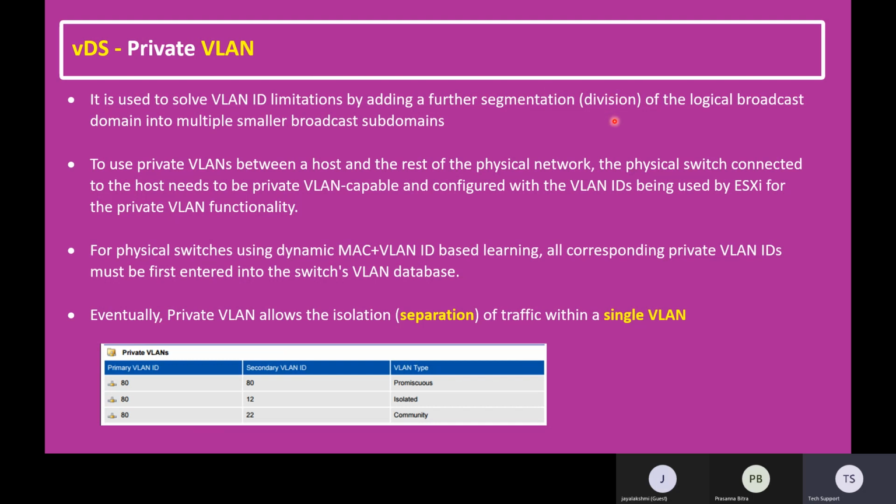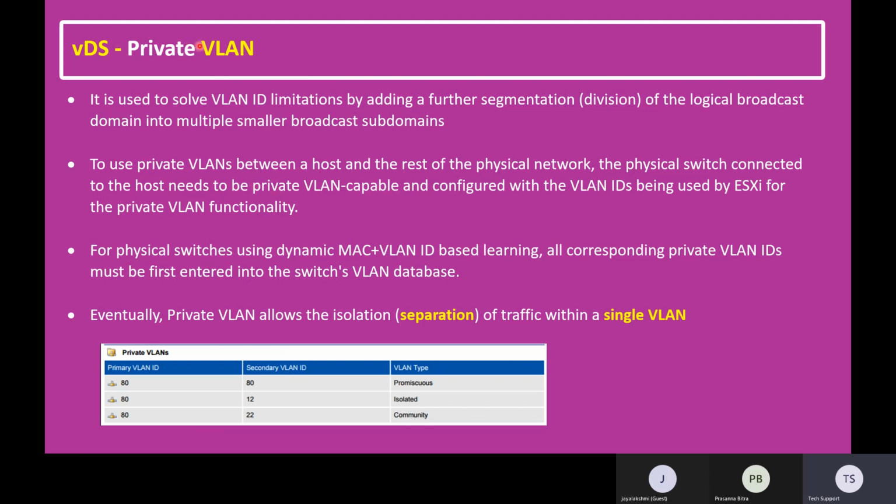So if you want to divide a VLAN into some more divisions, we can go for the private VLAN concept, which divides the logical broadcast domain into multiple smaller broadcast subdomains. To use private VLANs between the host and the rest of the physical network, the physical switch connected to the host needs to be private VLAN capable. This is the important point.